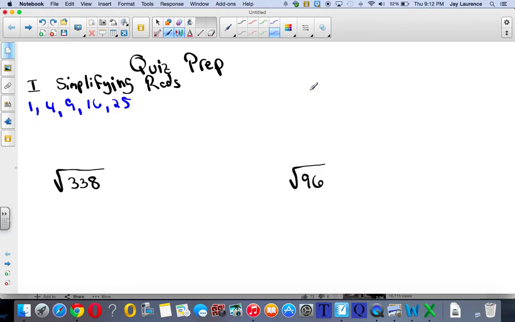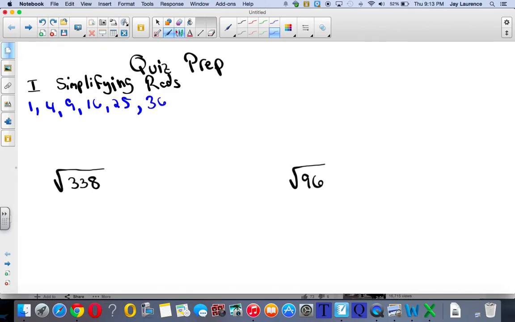You might be wondering how high you should go. Do you have to go all the way to 400, 20 squared? No. You have to go as high as the number. Okay, you don't have to go over the number. So I'm trying to simplify the rad 338. I'm going to go pretty high, but I don't have to go all the way to 20 squared or 400.